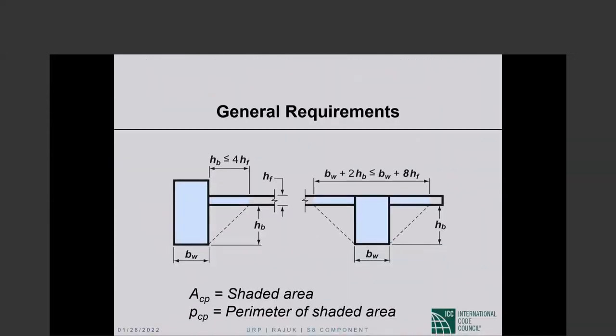There are other things here. So the overhanging flange that will be included in the section is whatever is sticking below the slab, this distance h sub b, but it will be no larger than 4 times the thickness of the slab. When there is an overhang on both sides, we get b sub w plus 2 times the overhang, and then the overhang cannot be any larger than 4 times the flange thickness as mentioned earlier.